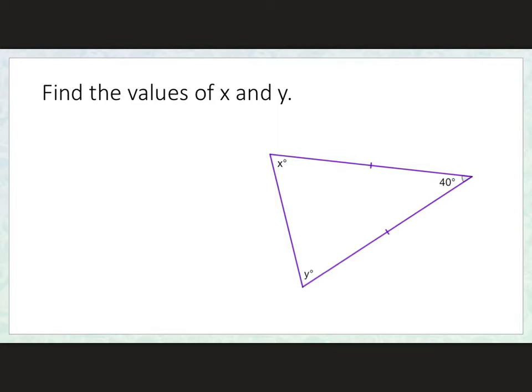Let's use the base angles theorem to help us solve for the values of x and y. In this diagram, we have an isosceles triangle with base angles of x and y and a vertex angle of 40 degrees. According to the base angles theorem, the angles opposite the congruent sides of an isosceles triangle are also congruent. So x is opposite of that congruent side, and y is opposite of this congruent side. And they themselves are congruent.